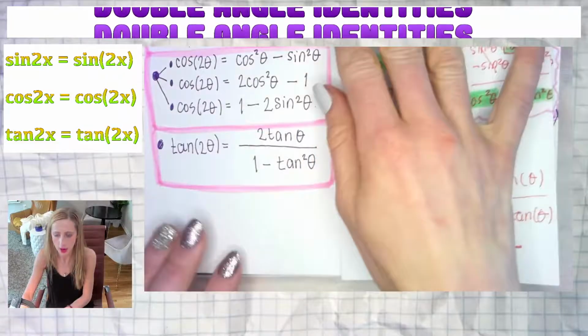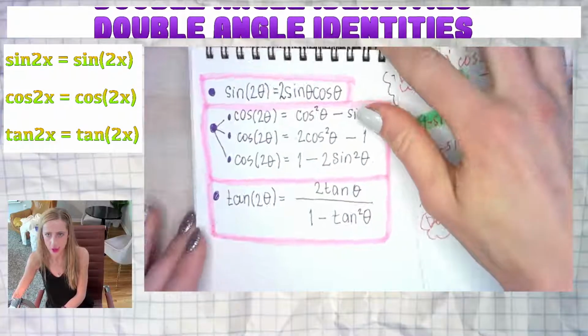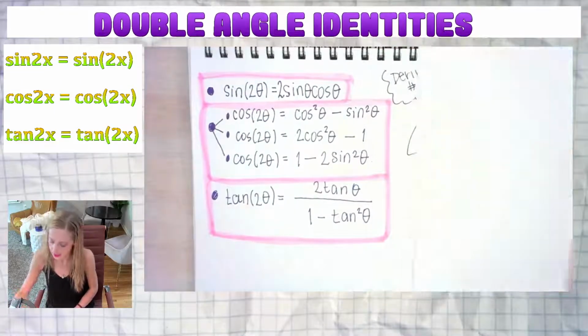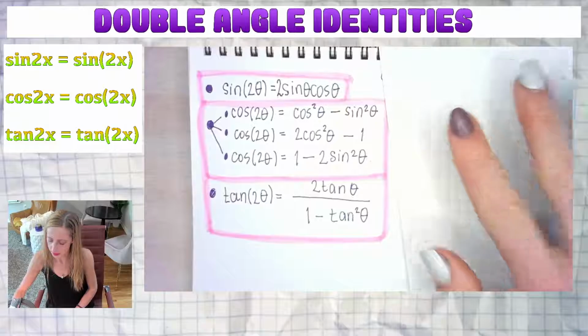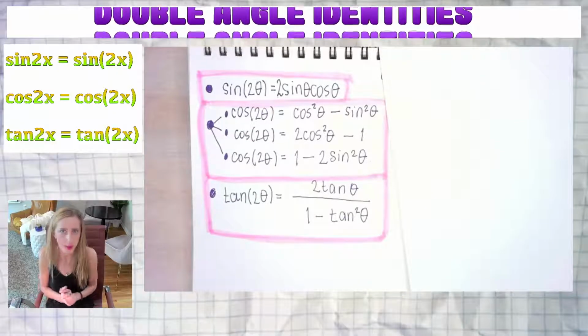We're going to work on memorizing these identities, okay? These are called the double angle identities, all right? It's your responsibility to memorize them. I can't memorize them for you. Please, please, please study and memorize.